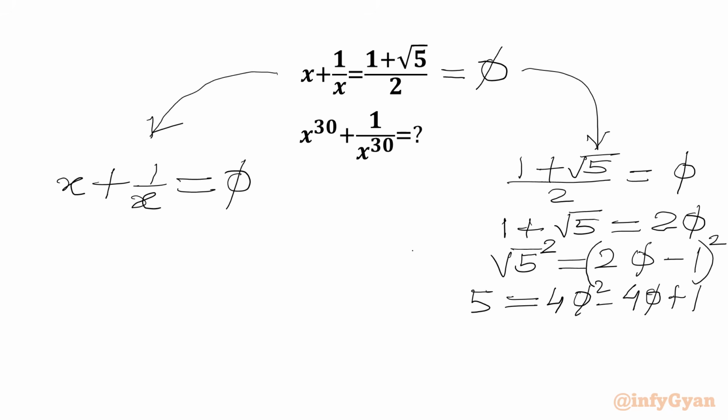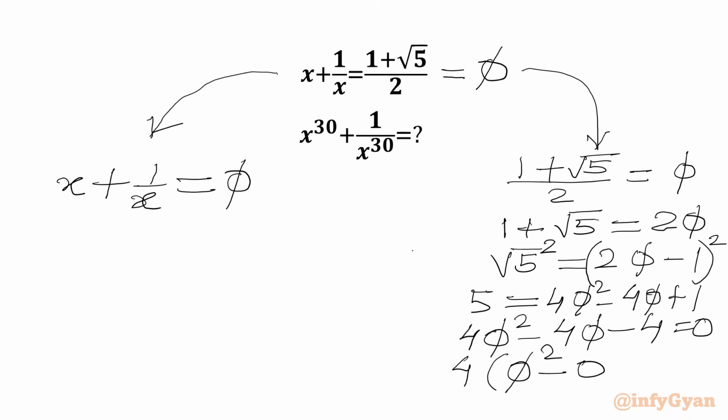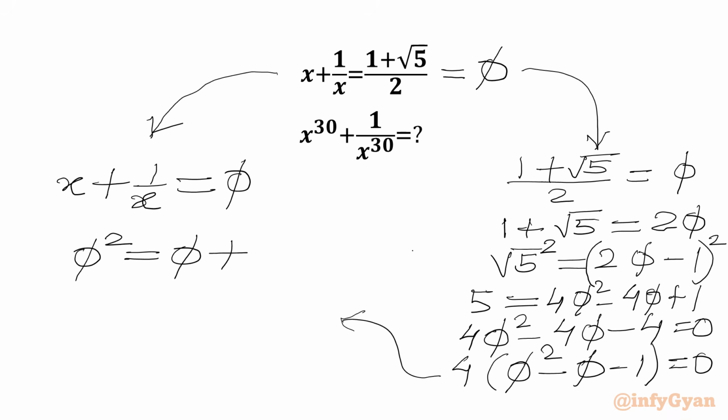Now we'll take all the terms to one side and we can write 4φ square minus 4φ, 1 minus 5 is minus 4, equal to 0. We'll take 4 common out. So in the bracket we'll get φ square minus φ minus 1 equal to 0. So from here we will write φ square value, which will be equal to φ plus 1. Here I will write this is our equation number 1.